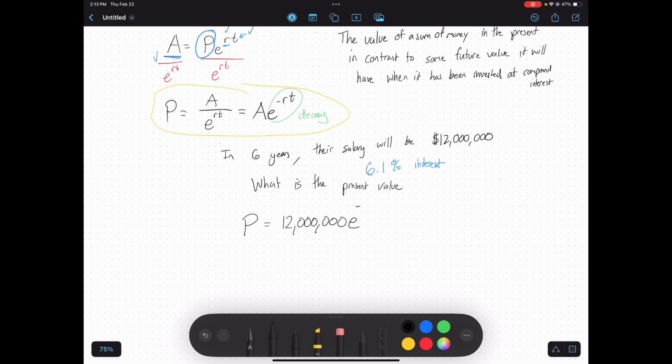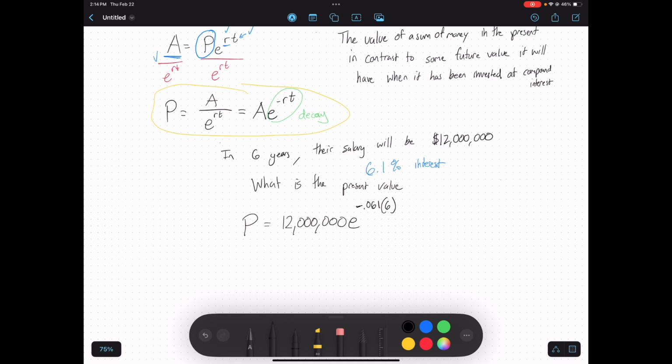What's my rate in this case? My rate is my interest rate. So I'm going to convert that to a decimal, 0.061. That's my rate. Notice how it's now negative because I'm going to be working backwards. This is now a decay problem because I'm trying to solve for the present value. And then what's my time in this case?